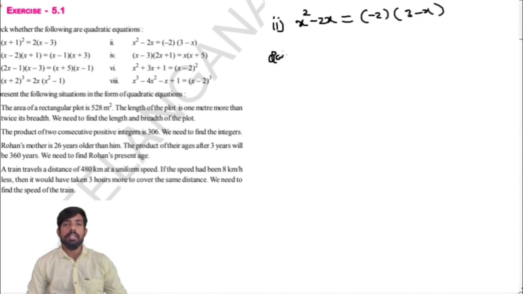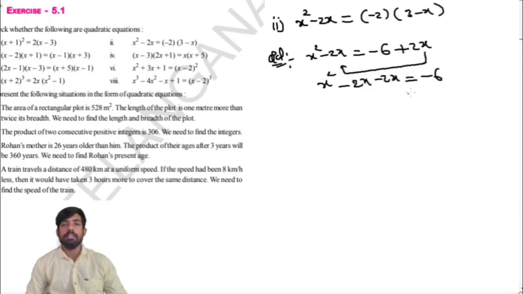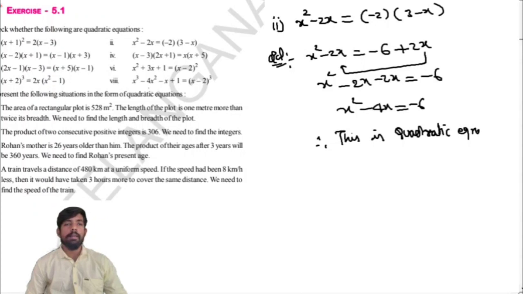Here we have the second question. x square minus 2x equals minus 2x minus 2 multiplied inside: minus 2 into 3 is minus 6, and minus 2 into minus x is plus 2x. So from here, x square, sending this 2x across, minus 2x equals minus 6. So x square minus 4x equals minus 6. Hence we have a quadratic form, right? Therefore we can say that this is a quadratic equation.